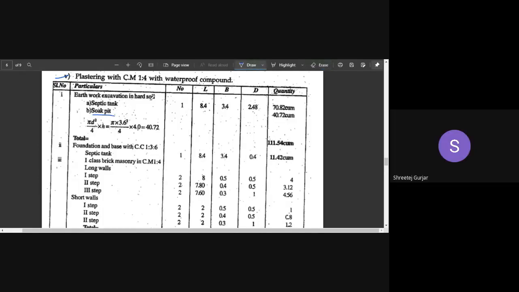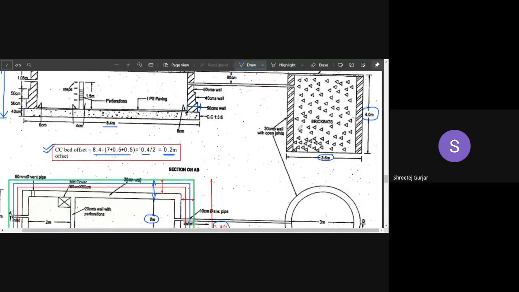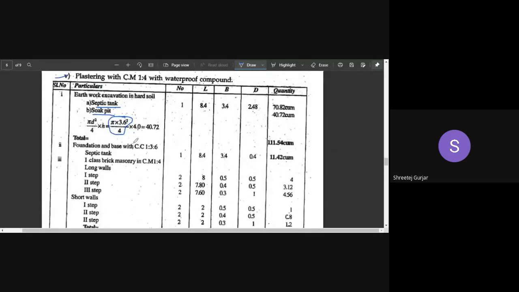Okay, so septic tank is clear. I hope septic tank is clear. Then moving on to soak pit. As I've told you, it is a circular cross section. So pi by 4 into d squared. D is the dimension or the diameter of your soak pit, out to out. So it is 3.6 and the height is given as 4. So pi by 4 d squared into height, that is 4 meters. Add both of these and you will get your total earthwork in excavation, that is 111.54 cubic meter.